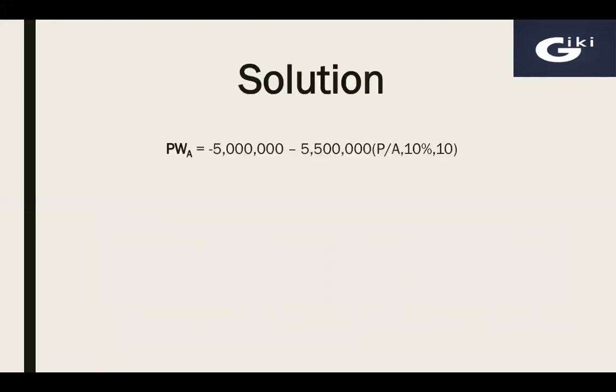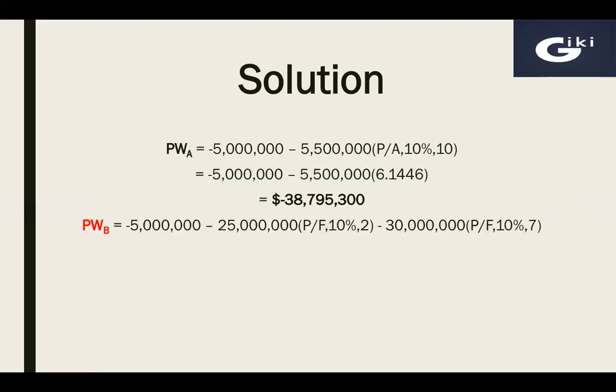Let's start. So present worth of a 5 million at time 0, that will come as it is, and 5.5 million every year for coming 10 years. So we can consider it as annual series of payments, and we can convert it into present worth by using P over A factor for 10% and 10 years. So the P over A factor for 10% and 10 years is 6.1446. So the present worth of Plan A will be minus $38.795 million.